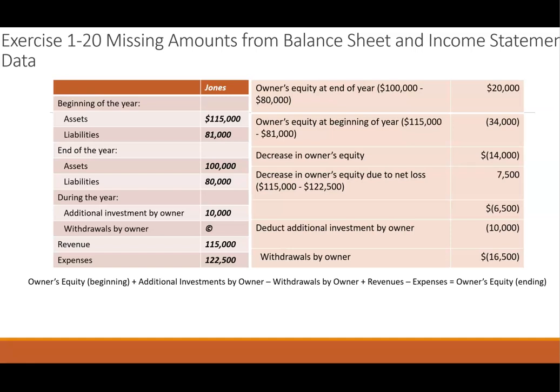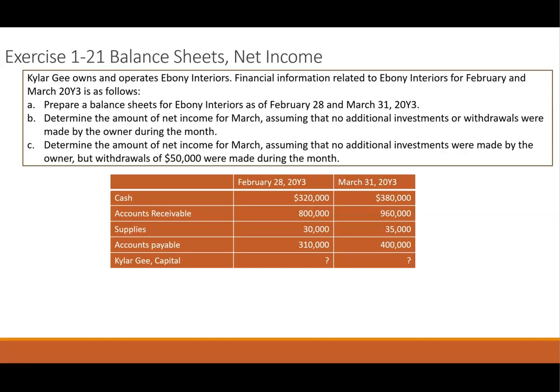Jones, here we're looking for the withdrawals he had. In this case, he had withdrawals of 16,500. Here, if you look at the balance sheet and net income, we've got Kyler G. who operates Ebony Interiors. We see the February and March information. Here's the balance sheet. Determine the amount of net income for March, assuming no additional investments or withdrawals were made.